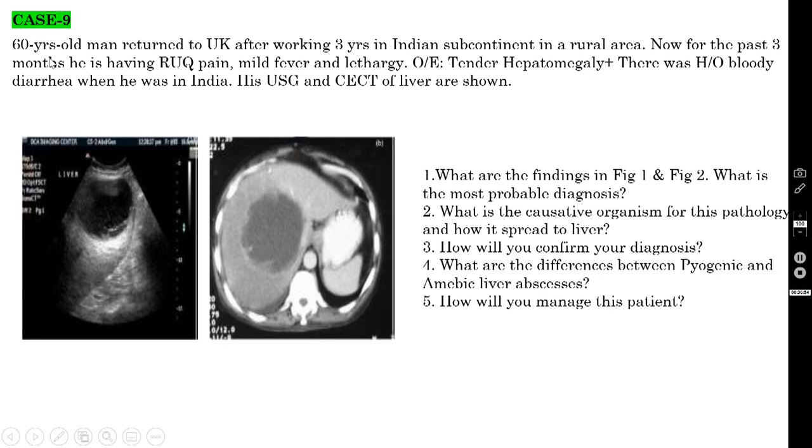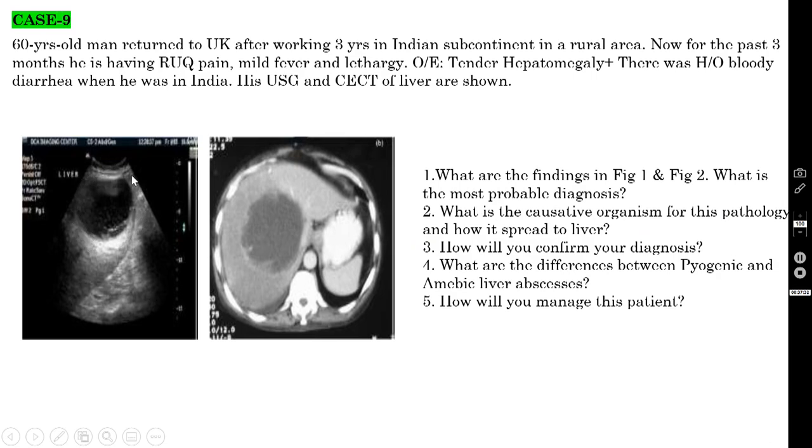Case number 9. A 60-year-old man returned to the UK after working 3 years in the Indian subcontinent in a rural area. For the past 3 months, he is having right upper quadrant pain, mild fever and lethargy. On examination, tender hepatomegaly present. There was history of bloody diarrhea when he was in India. His ultrasound and CECT of the liver are shown. What are the findings in figure 1 and figure 2 and what is the most probable diagnosis?